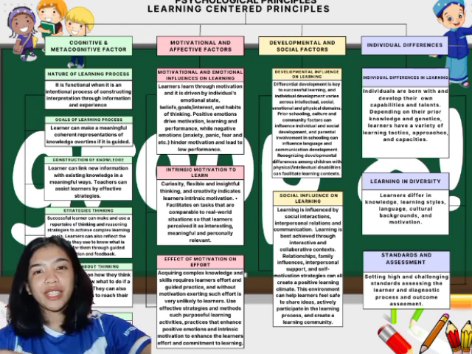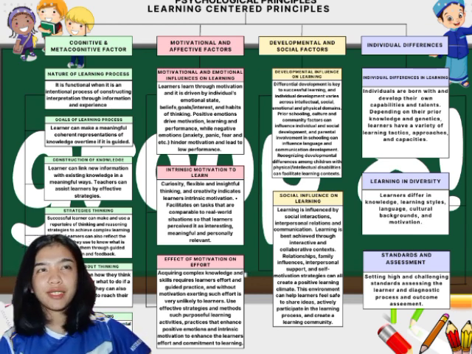Let's proceed to the cognitive and metacognitive factors. Number one is the nature of the learning process. It is functional when it is an intentional process of constructing interpretation through information and experience. For example, a child learns how to clap hands by seeing someone else do it.